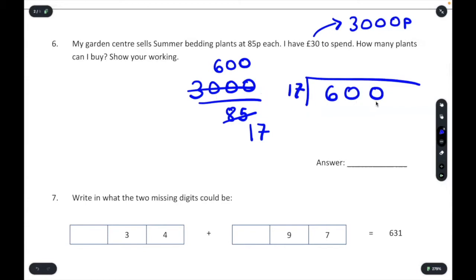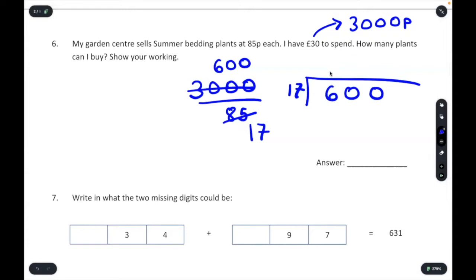Now, it's much easier to do 600 divided by 17 than it would be to do 3000 divided by 85 in the same format. So all we've done is we've simplified the top and the bottom by dividing them both by 5. The proportion here is the same. So whatever whole number we get here on the top, that will give us the whole number of plants that we can buy. Of course, we can ignore the remainder because we just want to know how many plants we can buy. So how many times does 17 go into 6?